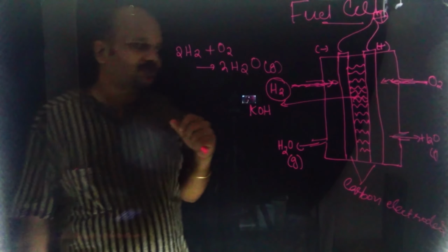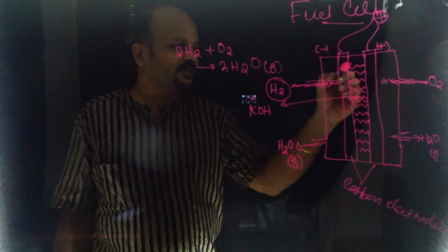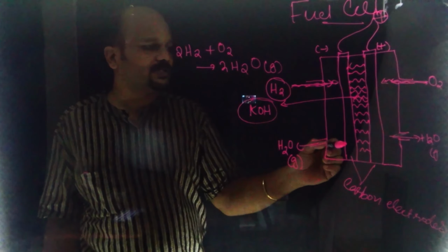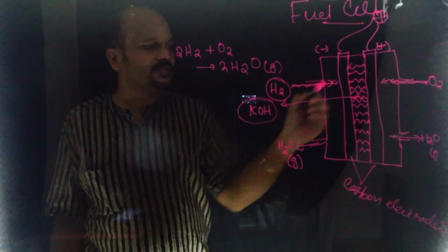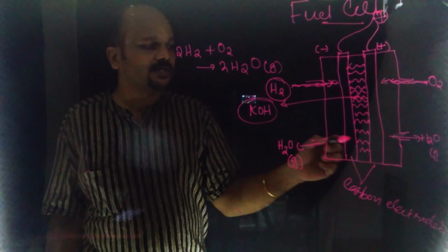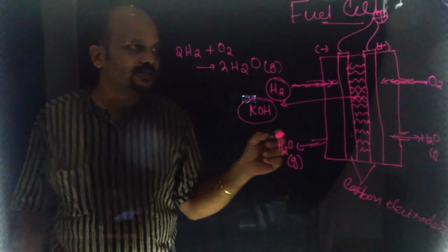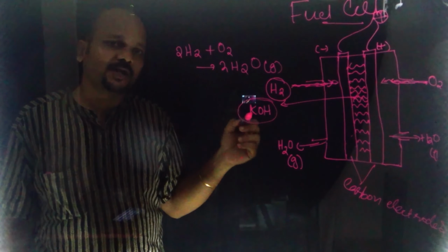Okay. So here the electrolyte is potassium hydroxide. Potassium hydroxide is the electrolyte, and these two rods. Here this is the negative rod, and this is the positive rod. These are the electrodes. These are carbon based electrodes, and we are using these carbon based electrodes as the electrodes.